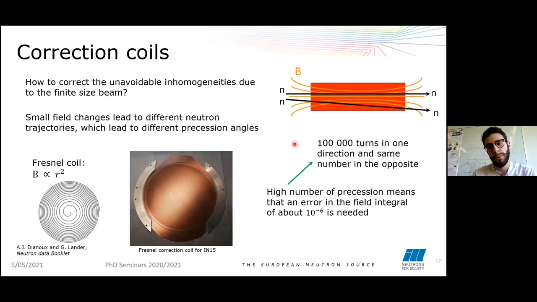We also have to consider that in each branch, we have 100,000 turns in each direction. So the high number of turns requires high precision in the field. We need 10 to the minus 6 precision in the field. To reach that, we insert Fresnel coils so that we can correct the trajectories and the neutrons experience the same field.